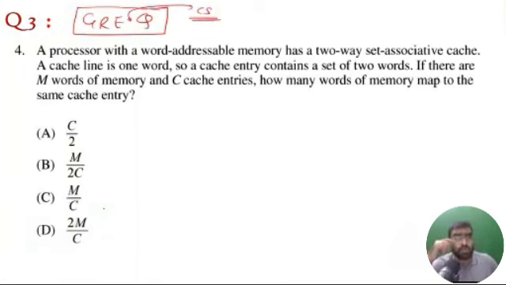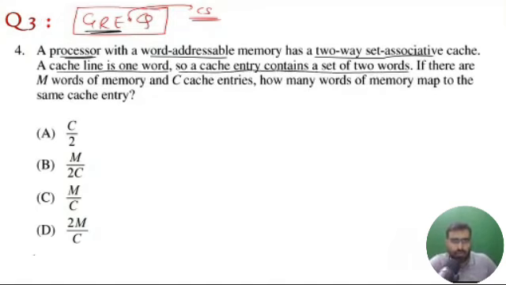The question is saying that you have a processor with word addressable memory, and you have a two-way set associative cache. So basically in every set in the cache you have 2 lines. A cache line is 1 word. The block size is 1 word. So a cache entry contains a set of 2 words. Can you tell me what this cache entry means? It is clear from the question what this word means.